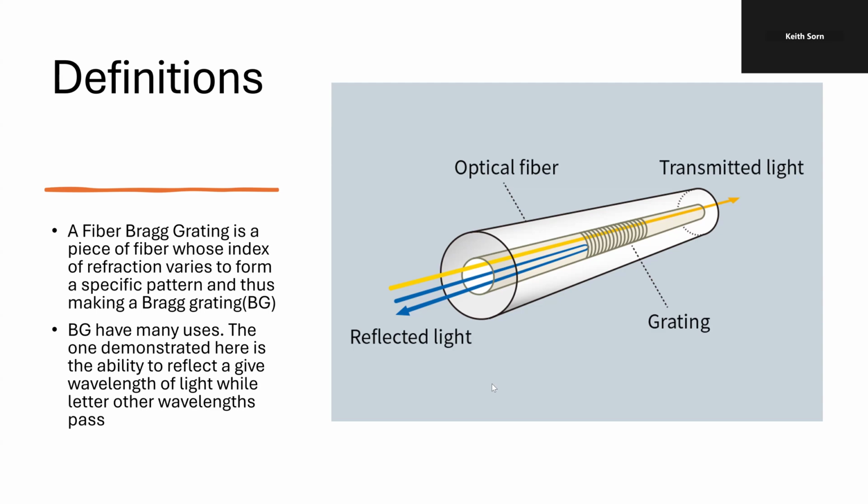The other thing that this slide does a nice job at demonstrating is what happens. The fiber Bragg grating is going to reflect a certain color of light, a certain wavelength of light. Here it's reflecting the blue, but allows other light, such as the yellow, to go straight through unimpeded.